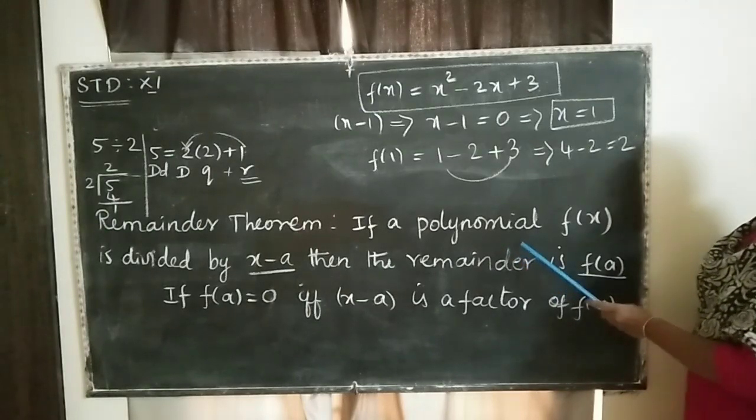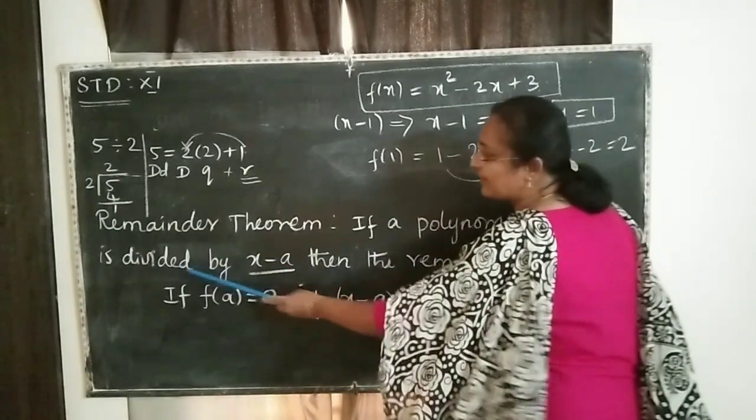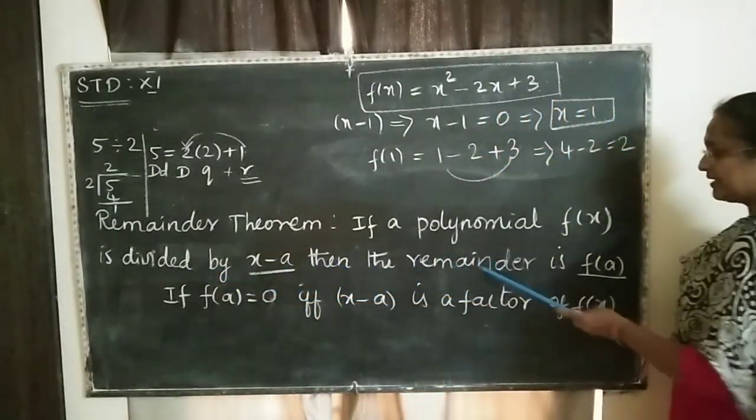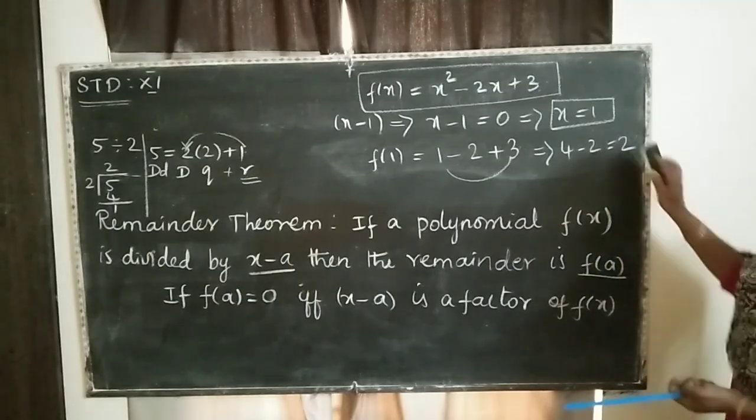That is the definition given here. So look into this. If a polynomial f of x is divided by x minus a, then the remainder is f of a. Okay, if not, I don't get the value as 2.